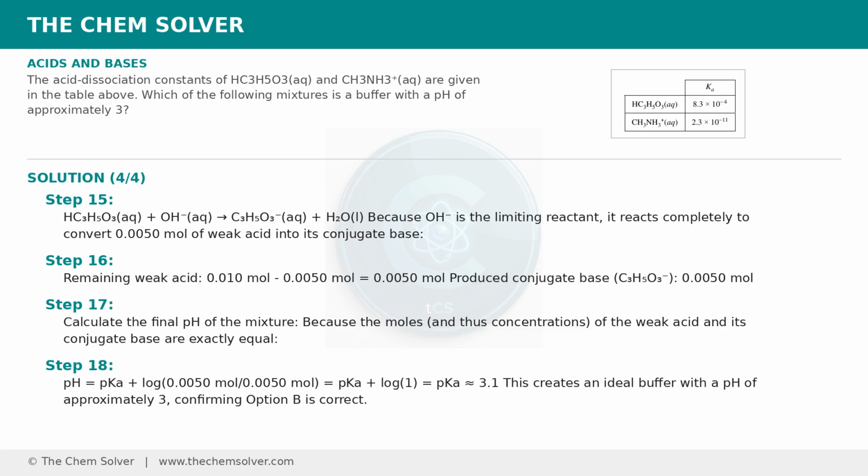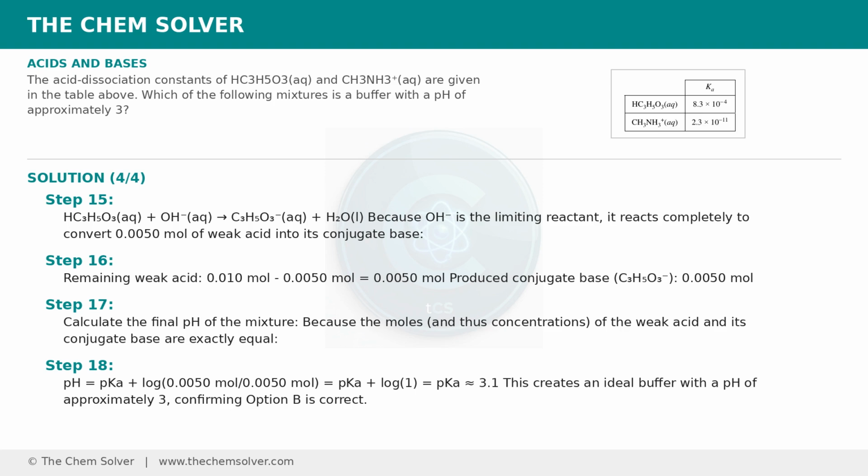HC3H5O3 plus OH to the power negative gives C3H5O3 to the power negative plus H2O. Because OH to the power negative is the limiting reactant, it reacts completely to convert 0.0050 moles of weak acid into its conjugate base. Remaining weak acid: 0.010 moles minus 0.0050 moles equals 0.0050 moles. Produced conjugate base, C3H5O3 to the power negative: 0.0050 moles.